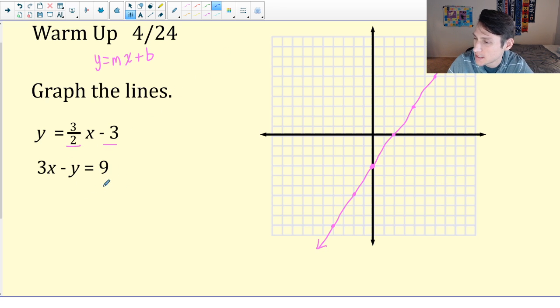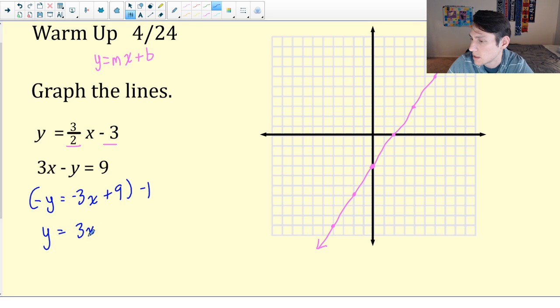The next one, 3x minus 9, is not in slope-intercept form, so I'm going to make it in slope-intercept form. I'm going to subtract 3x from both sides to move the 3x over, and then I'll multiply everything by -1 because I have negative y right now on the left side. I just want positive y. So y equals 3x minus 9.